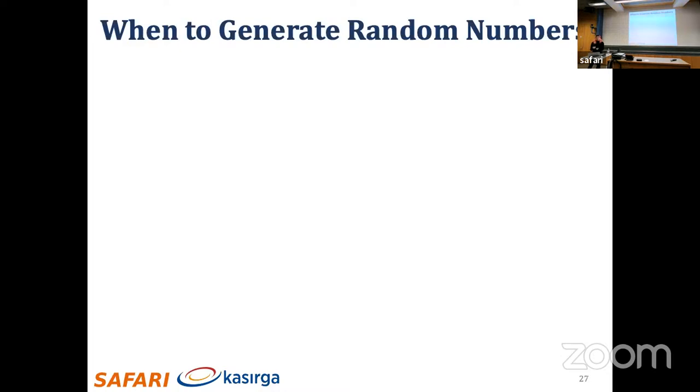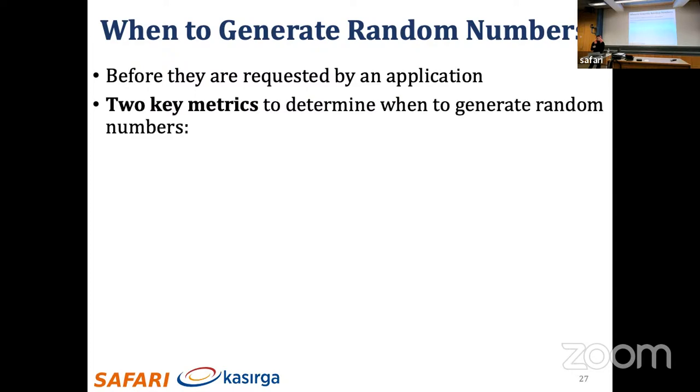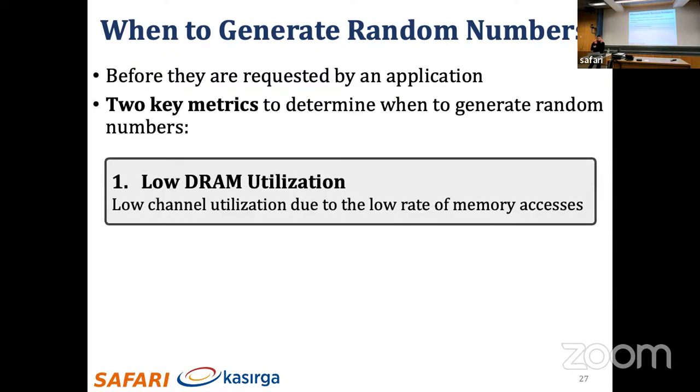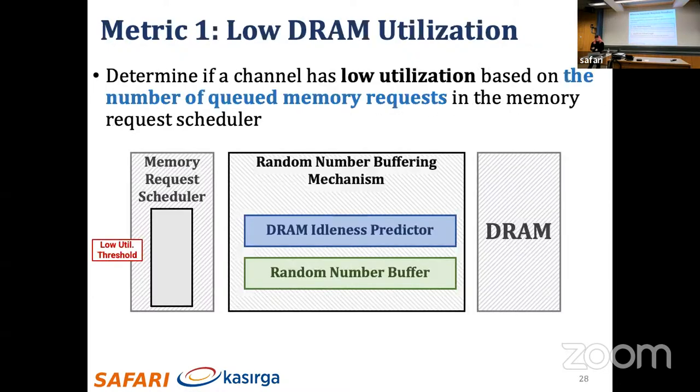We need to generate random numbers before they are requested to hide the high TRNG latency and reduce the RNG interference. We propose a mechanism that takes two key metrics into account to decide when to generate random numbers for the random number buffer. The first one is the low DRAM utilization metric, and it shows if a channel is not fully utilized due to the low rate of memory accesses. And the second one is the DRAM idle period length, and this shows whether the channel will be idle long enough to generate random numbers with no overhead.